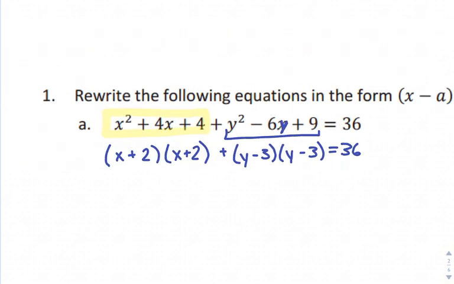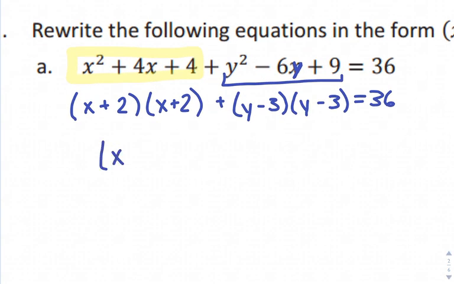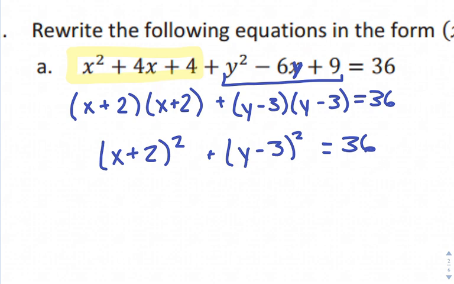I want you to notice that these numbers, like 2 and 2, will always be the same number, just like −3 and −3 are always going to be the same number. The reason they have to be the same is so we can write it in a condensed form here. So we can write (x + 2)² + (y − 3)² = 36. So that would be my equation of a circle.